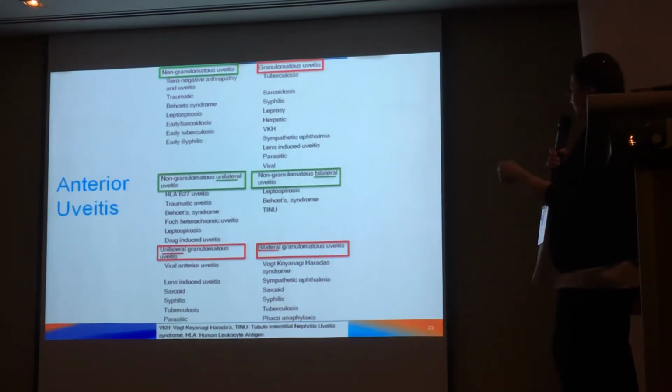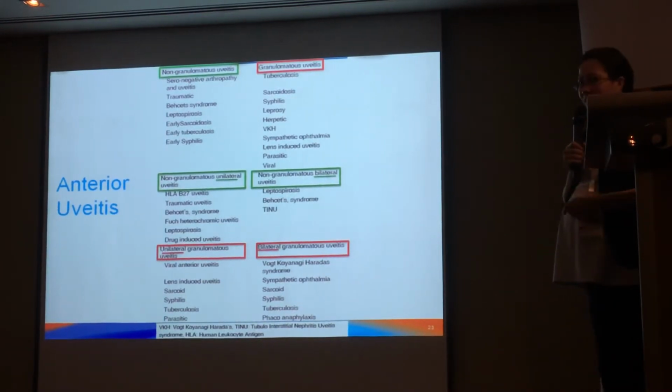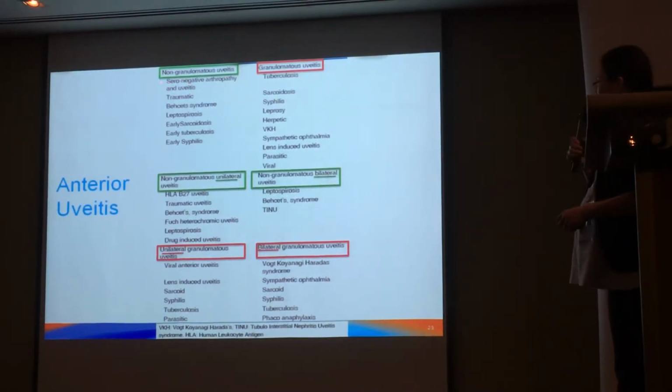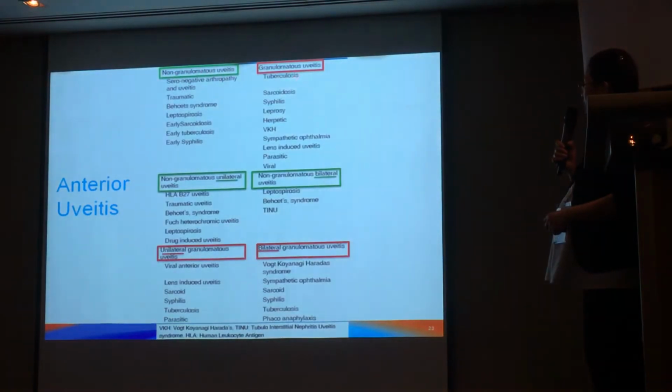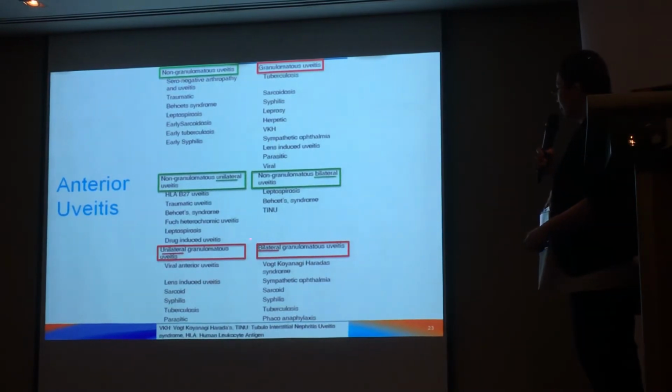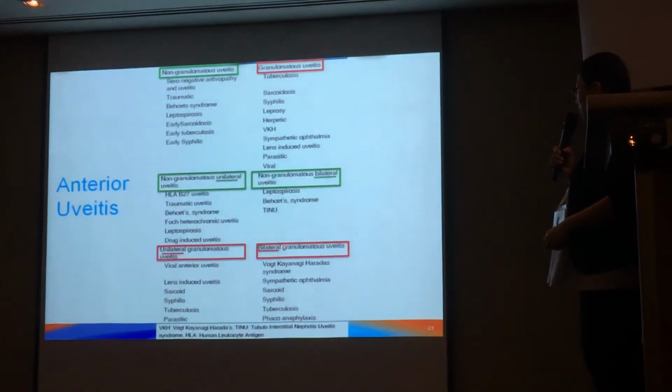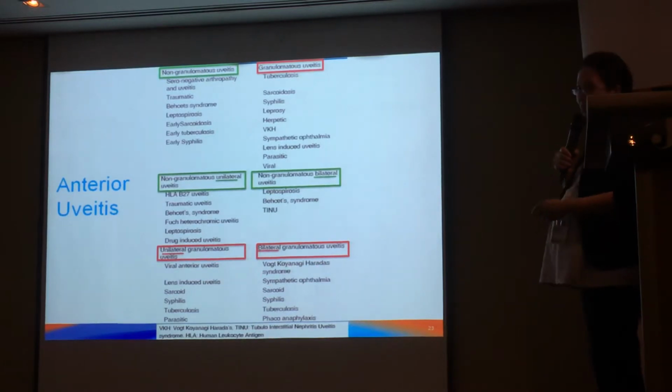Okay, so this is an entire list. You can find it in any standard textbook. But basically, again, just to emphasize, distinguishing between non-granulomatous versus granulomatous uveitis does guide your treatment and your workup. And whether it's unilateral or bilateral also helps guide your diagnosis, whether it's lens-induced versus something else that is more systemic.